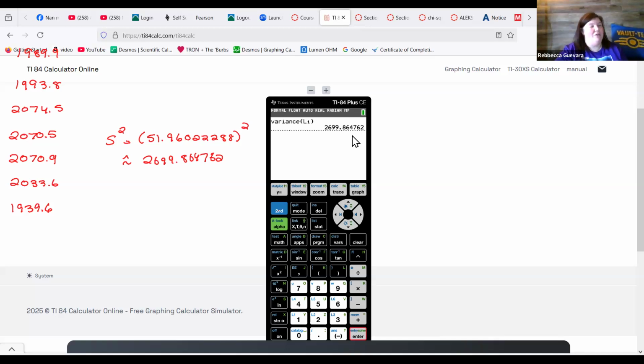So you don't have to find standard deviation and square it. You can just simply go get that variance. Okay. So like I said, remember, you need the variance, not the standard deviation, even if we are finding the confidence interval for a standard deviation.